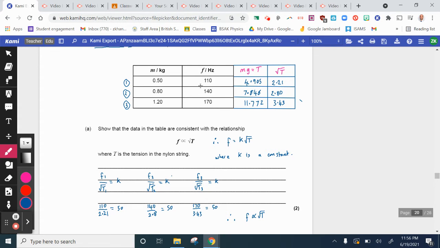So that's 110 divided by 2.21, which is the root of T, and gives me an answer of approximately 50. Same with 140 divided by 2.8, approximately 50. Same with 170 divided by 3.43, that's also approximately 50. So they all equal the same value, therefore the same constant. Therefore, we have shown that F is proportional to the root of the tension.